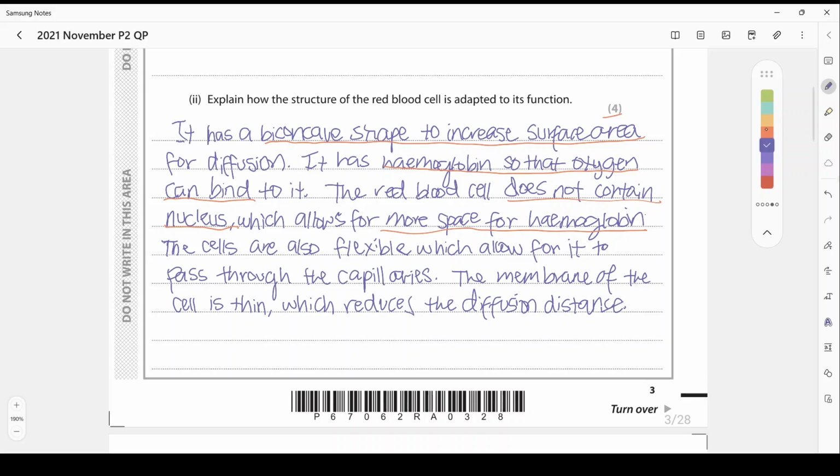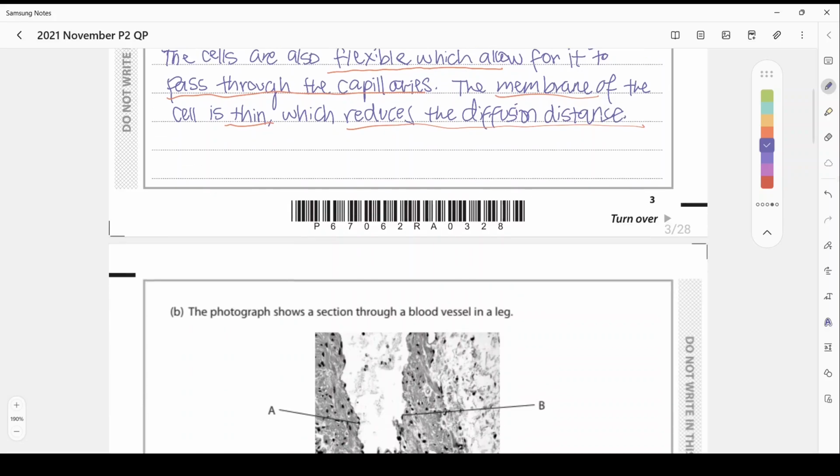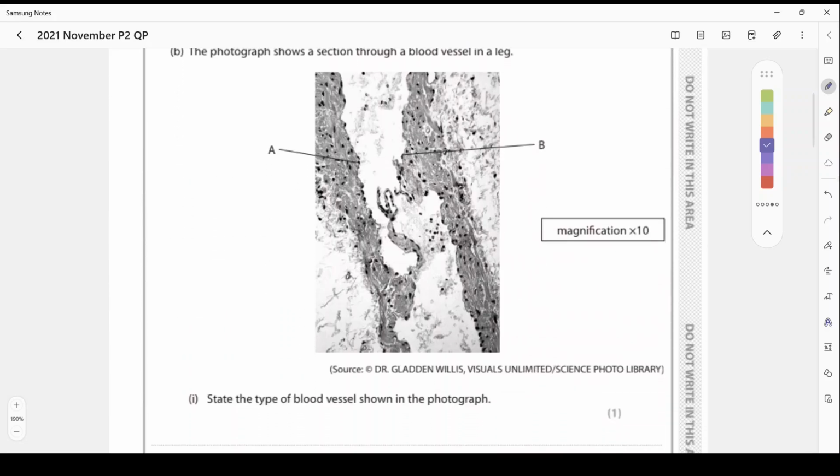Whoops, okay, I think my laptop's a little lagging here. Okay, so the cells are flexible, so it allows for it to pass the capillaries. That's the 4th mark, and another mark would be the membrane is thin, so that reduces the diffusion distance. That's 5 marks. Okay, let's go on to part B.